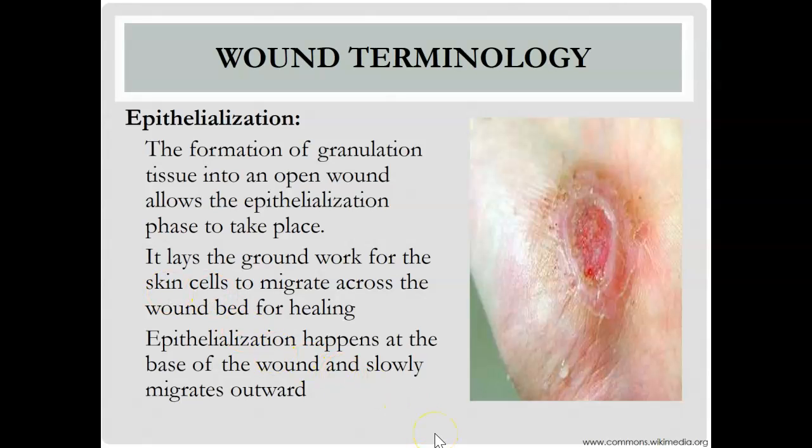More on epithelialization. The formation of granulation tissue in an open wound allows the epithelialization phase to take place. It lays the groundwork for the skin cells to migrate across the wound bed for healing. Epithelialization happens at the base of the wound and slowly migrates outward. Starting to happen here, so starting to close in.